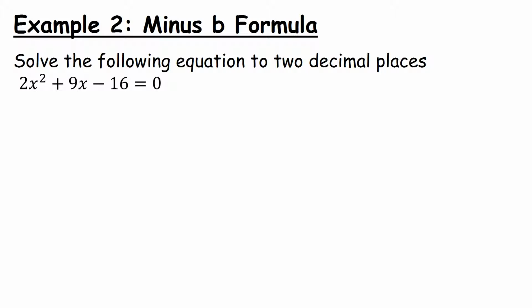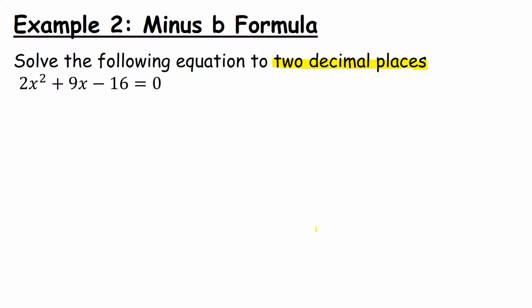So let's look at example 2. The question is: solve the following equation to 2 decimal places. Now the question here is very important, because 2 decimal places is hinting at something quite specific. So we could go along and use our guide number, but what we would find is we would not be able to find the factors of the guide number, which would give us +9.